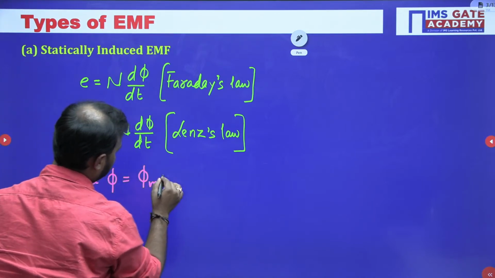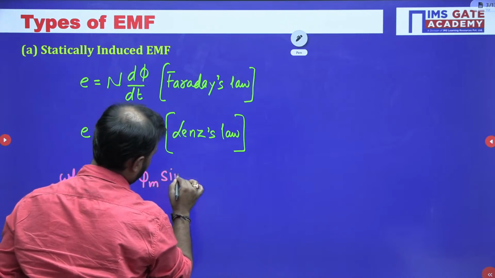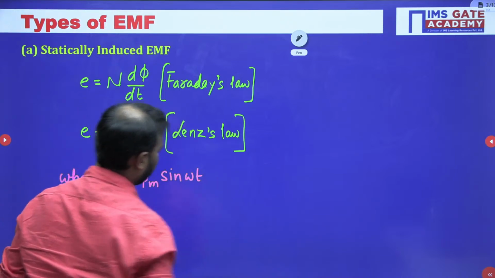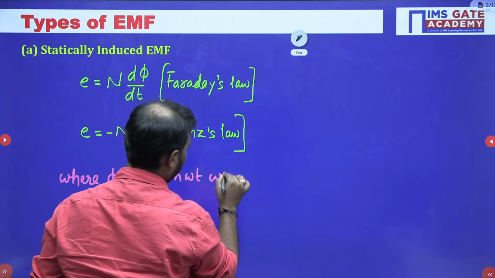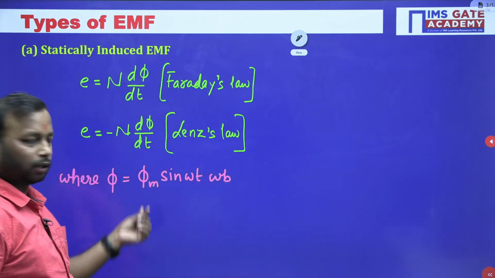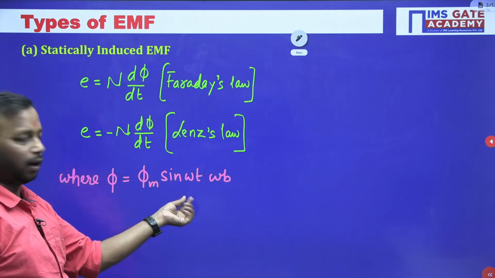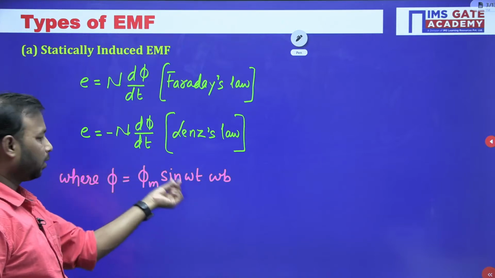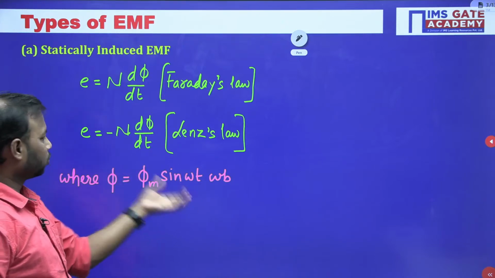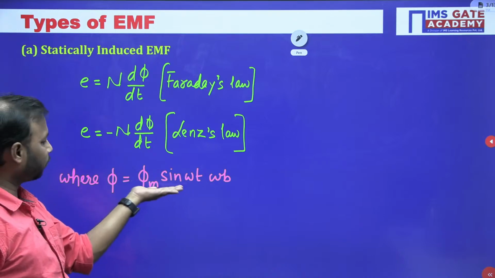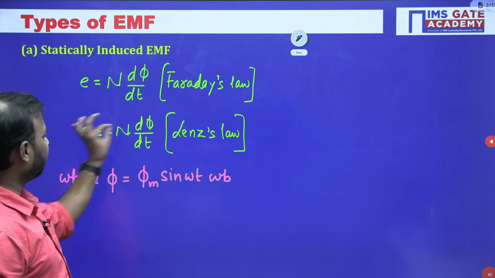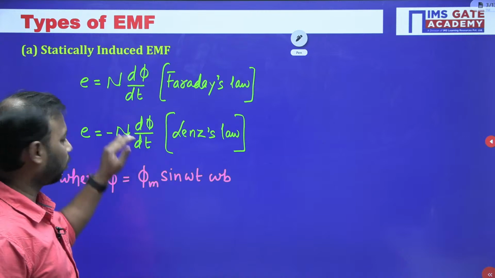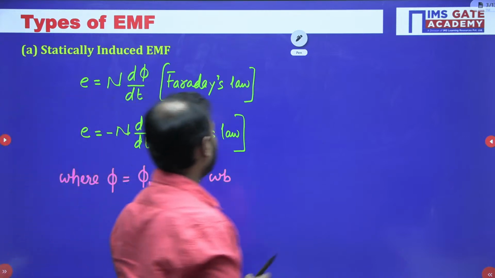Here phi is phi m sin omega t, and the unit is Weber. So see, this is sinusoidal, with respect to time the flux is changing. Since this flux depends on time, therefore you are going to have an EMF in the coil. Okay.